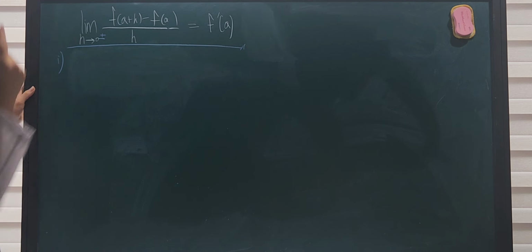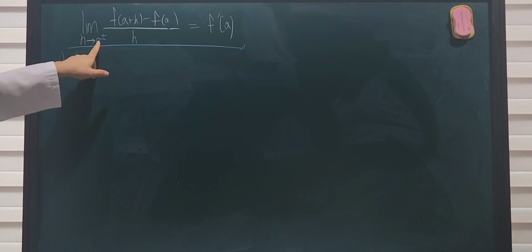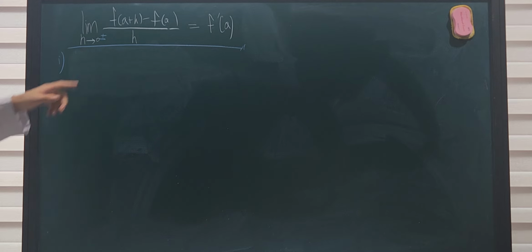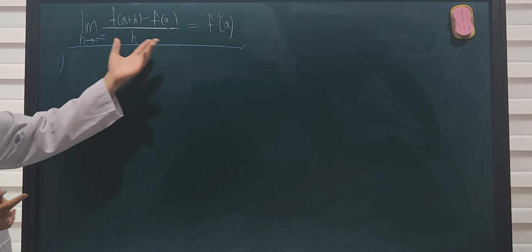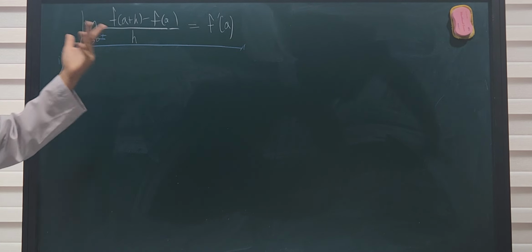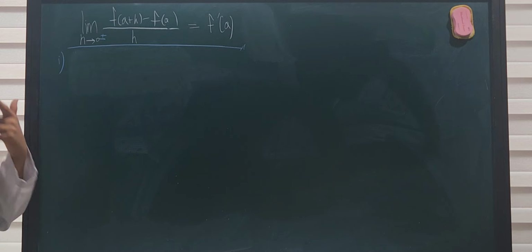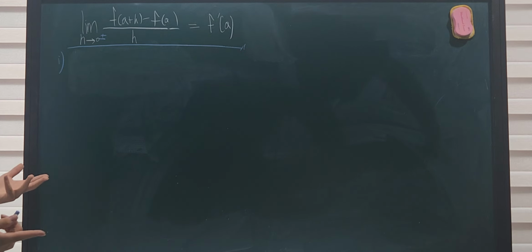We went over the features: for the first principles to be defined into f prime a, it must satisfy the limits when h approaches 0 from both the positive and the negative side. We pretty much went over the features of this limit. However, the last thing that we have is the appearance. And why does the appearance matter?